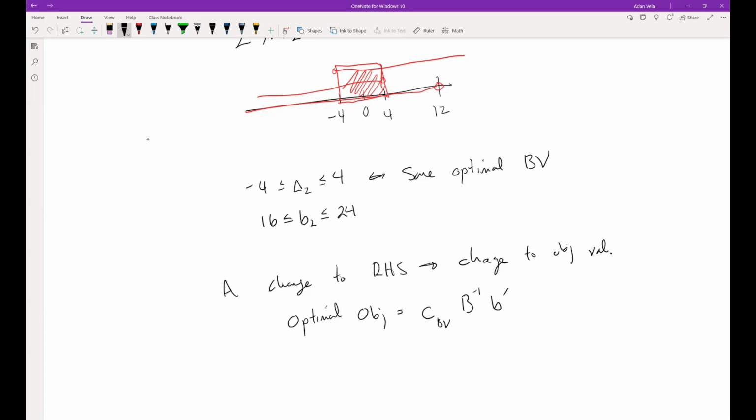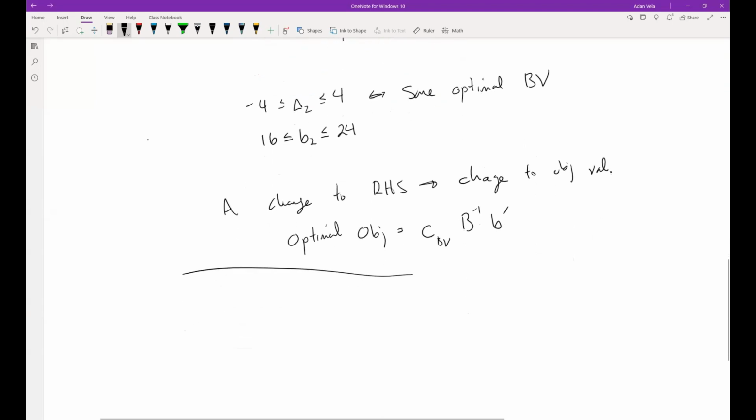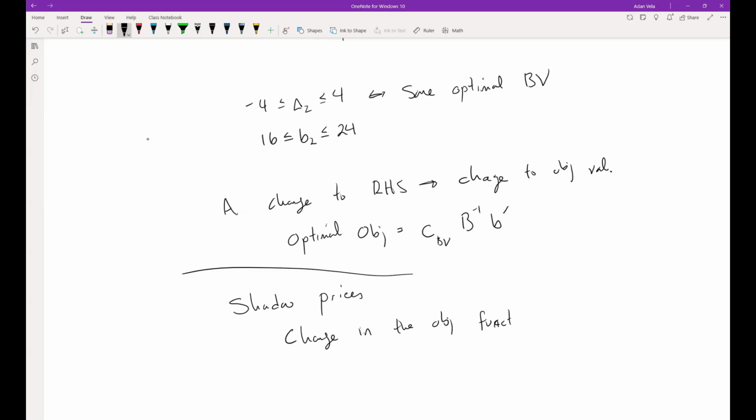Now, one thing that we can do: in the last lecture, we discussed the idea of shadow prices. Shadow prices were the change in the objective value to a unit change on the right-hand side. Okay, so this is delta.